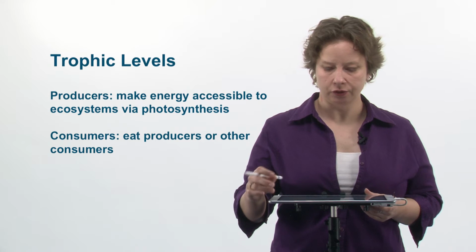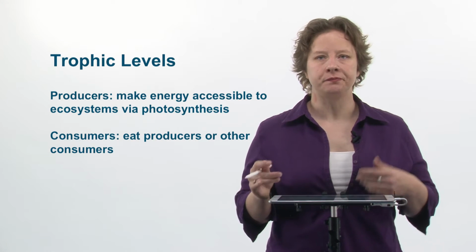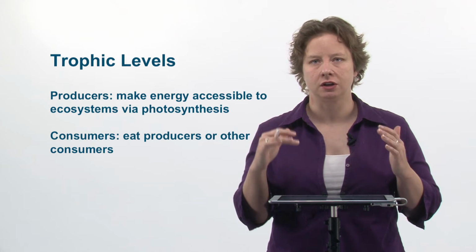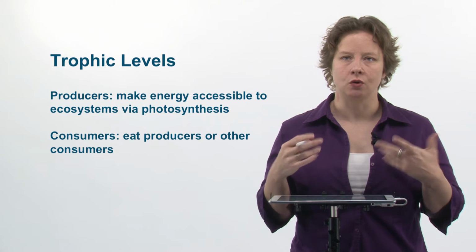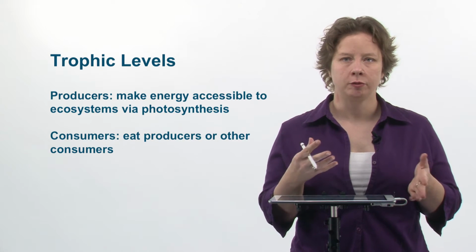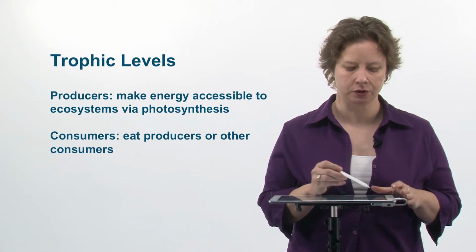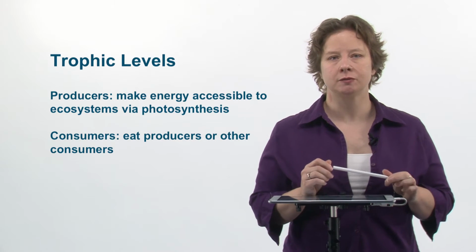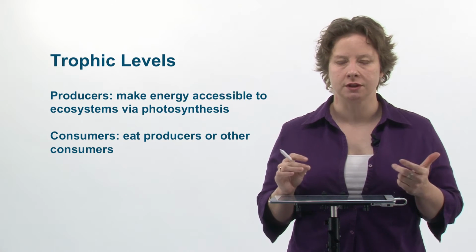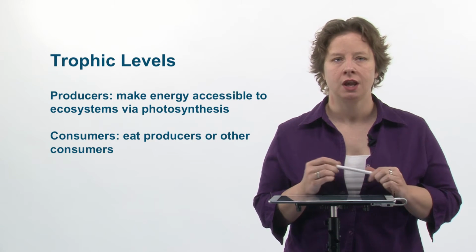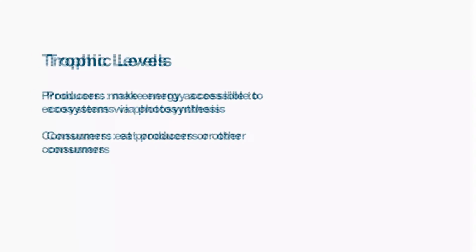We'll talk about trophic levels. And so a trophic level is a level of organization at which an organism lives in an ecosystem, and so what it does as far as contributing food to the system or removing food from the system. So a producer makes energy accessible to ecosystems through photosynthesis. So all organisms that do photosynthesis are producers. Consumers eat producers or other consumers.